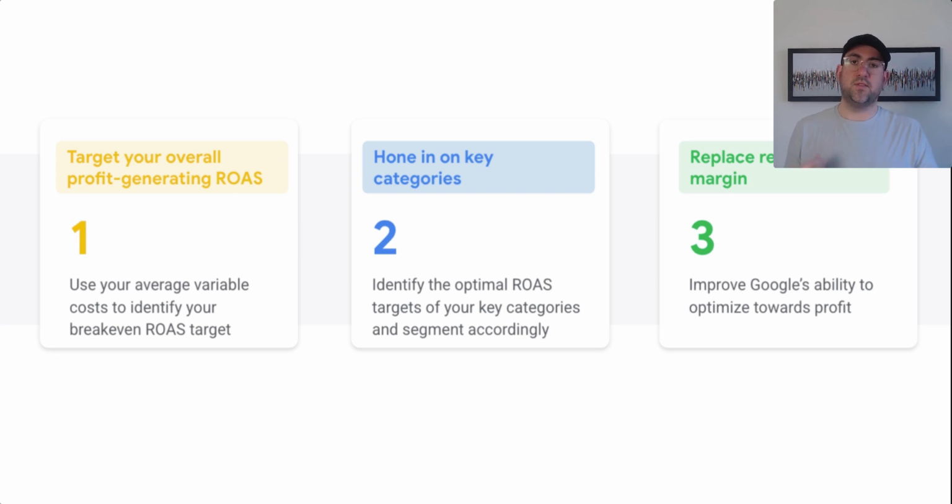From there, you want to get into an advanced level where instead of passing revenue to Google, you start to pass your margin, right? You completely flip the script on what our algorithms are targeting and what they're maximizing against, right?